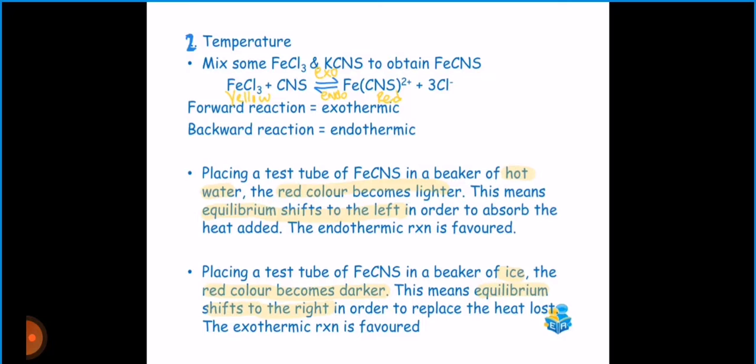So to explain that, if we cool something down, the automatic reaction that you'll want to do, if you're cold, is to heat up. So we know that an exothermic reaction is a reaction that gives out heat. So we know that the exothermic reaction will be favoured when the beaker is placed in ice, because you want to counteract that cold temperature by having an exothermic reaction. So that's why the forward reaction is favoured.